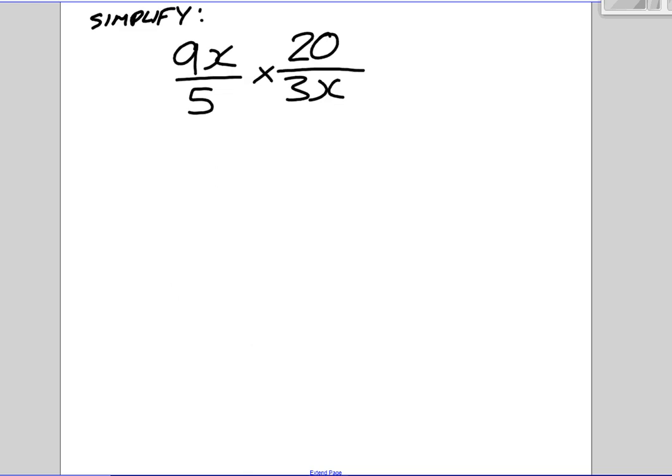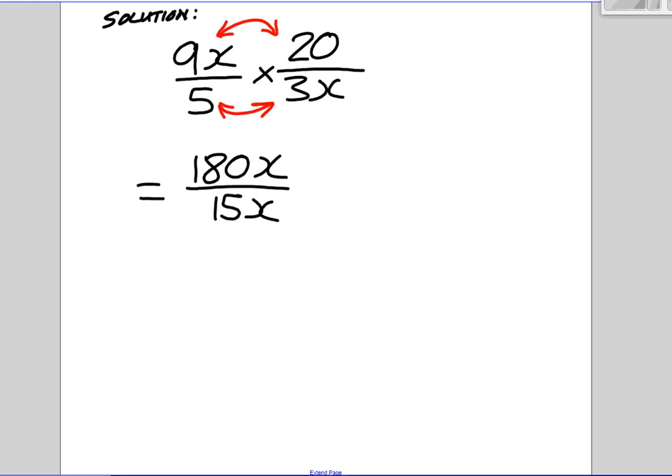Ooh, 9x over 5 times 20 over 3x. Why don't we just stick with the rule here, instead of doing everything by 15 different methods? So 9x times 20 and 5 times 3x. There aren't any numbers that can interact here, so 20 times 9 or 9 times 20 is 180, stick the x in it. 5 times 3 is 15, stick the x in it. Top and bottom, we get something in common, which is x, and we've got this process known as cancellation. So we can cancel an x top and bottom.